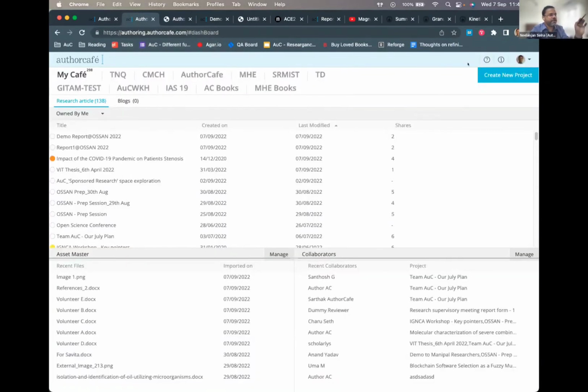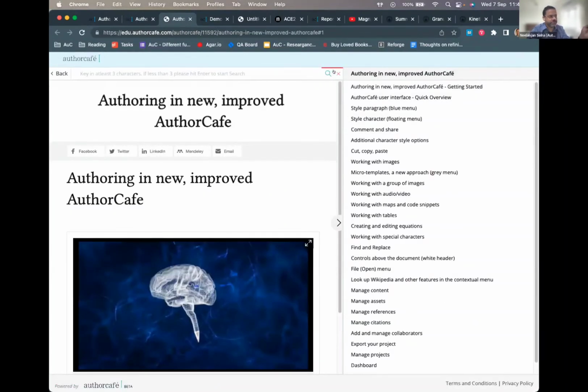Again, I'll repeat, you can go to this question mark on your dashboard, which will take you to the user manual. And here you can search for the question you have, or you can navigate through this and see if your question is answered here. If you're still struggling with it, please feel free to write to us and we'll be happy to assist you.